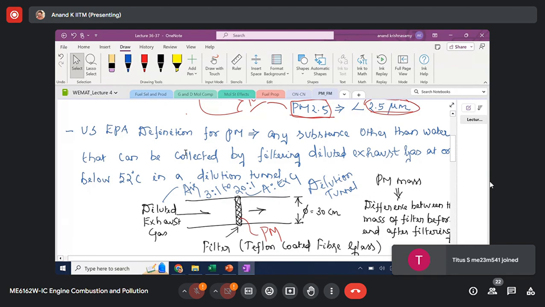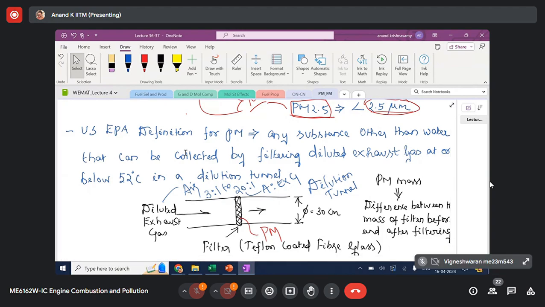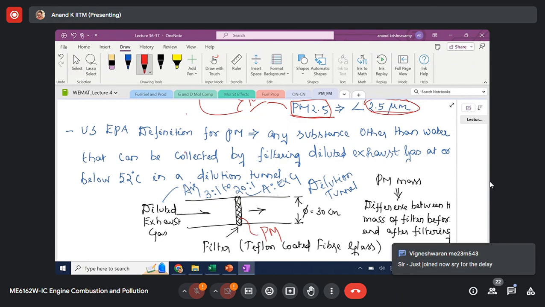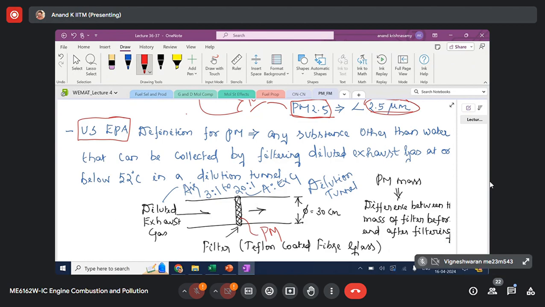Why this definition is important is that based on how you measure, what instrument you use to measure the particulate matter, the composition of the particulate matter is going to be different. So we need to standardize this process of measuring particulate matter. Otherwise, based on the method you adopt or the equipment you use, the composition of the particulate matter is going to be different. That's why the US Environmental Protection Agency has defined particulate matter, PM, and also given conditions for measuring it in a typical equipment called a dilution tunnel. This is a standard equipment accepted worldwide to measure the particulate matter.